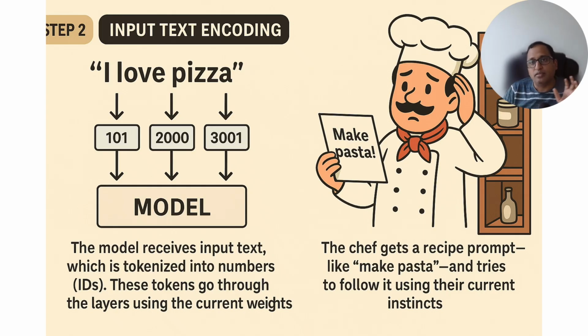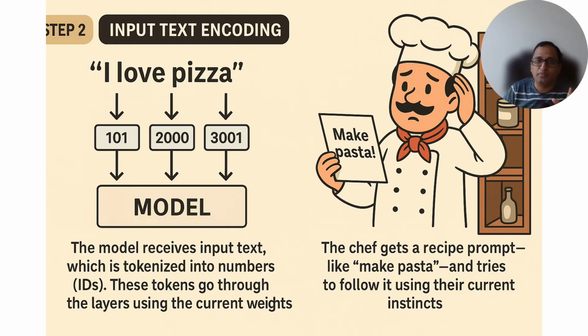To give you the same analogy on the right side, in the chef analogy, imagine the chef receives a written request: make pasta. But remember, the chef is still new, so he has no standard recipe yet. He reads the note, maybe scratches his head and looks at his nearly empty pantry. He's trying to interpret the request and make something using only instinct and what is available. That's exactly what the model is doing: taking the input prompt and trying to process it with its current untrained weights.